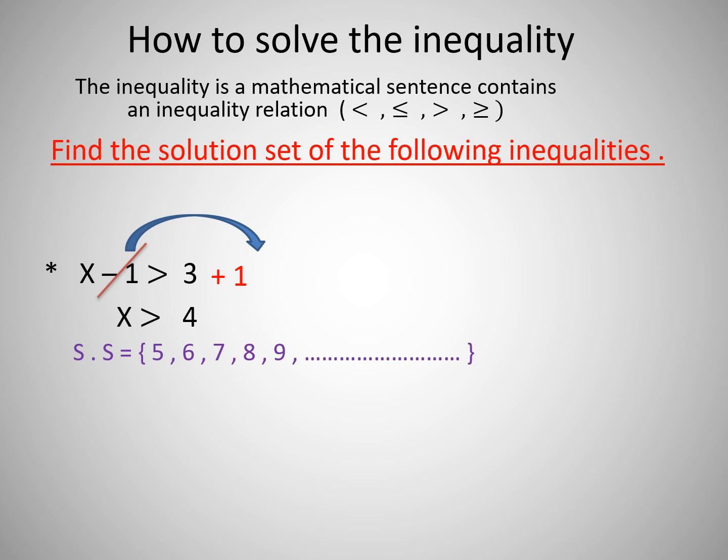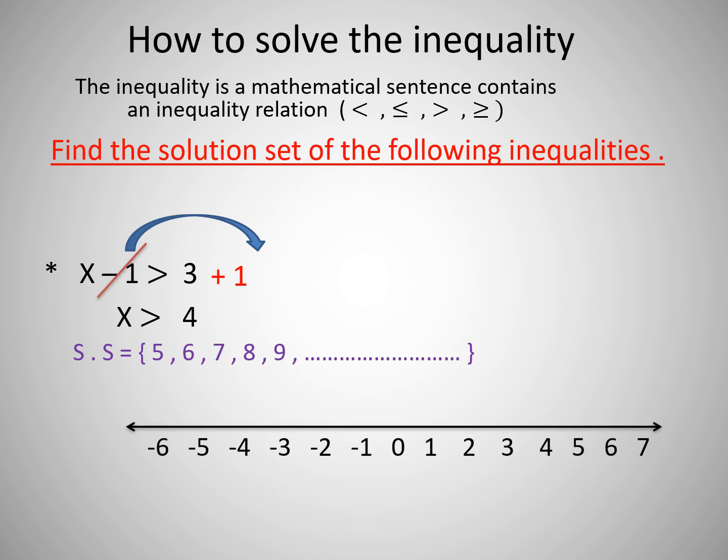Let's represent it by using the number line. This is the number line, containing the positive integers and the negative integers and 0. So this inequality will be represented as from 5, 6, 7, and we will draw a ray that represents the infinity, like this.